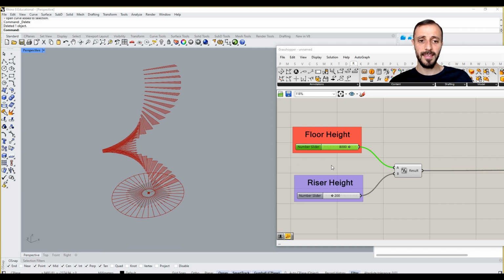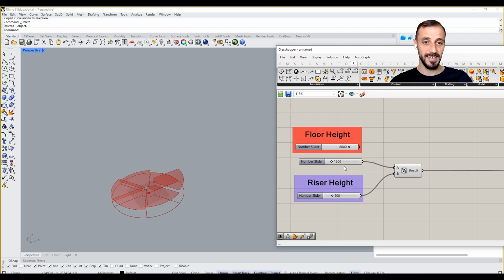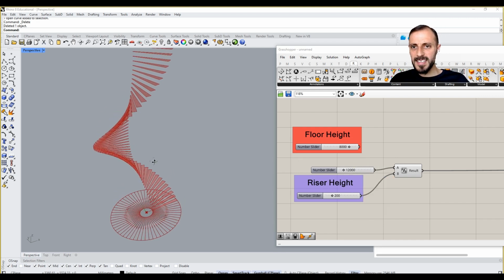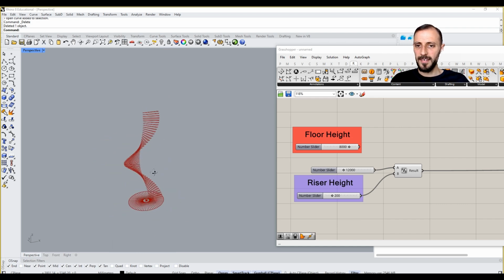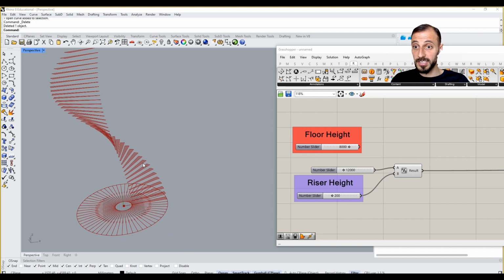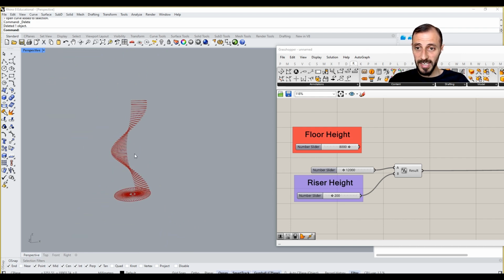So when we had 8 meters, or let's say 12 meters, sorry, not 12,000, you see, it's losing its logic, right? Because how are you going to climb this staircase, even though it's 20, it goes really high.